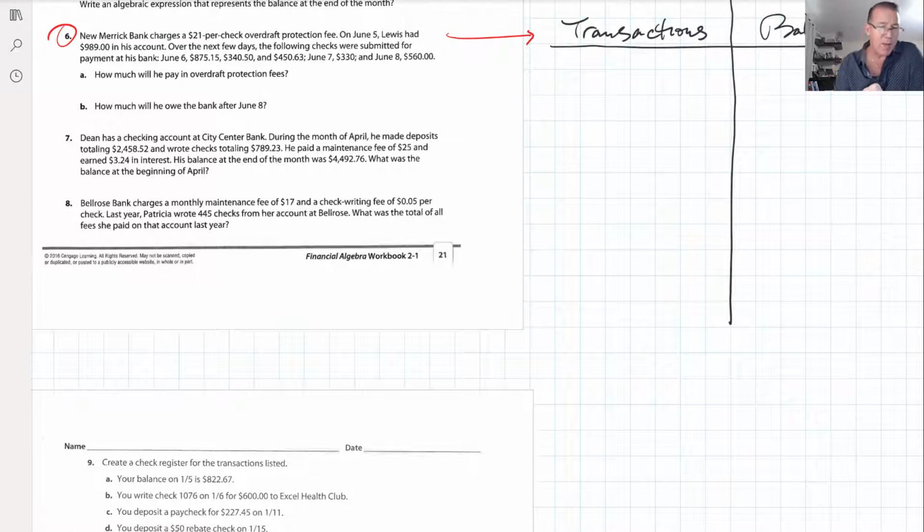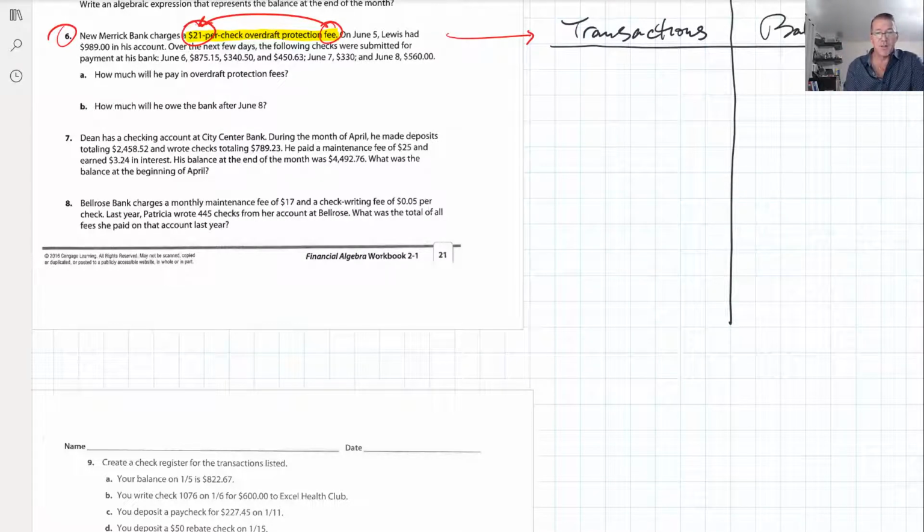Okay, so Numeric Bank here charges a $21 per check overdraft protection fee. So we need to talk about that. This is a key thing. This is involved in a lot of banks nowadays. So instead of a transaction, a check or something like that bouncing or not being paid, what they do is they allow you to go negative. All right, but there's a fee attached. It's called an overdraft fee of $21. Okay, and because going negative means that you're actually borrowing money from the bank, and borrowing money from the bank is never free.